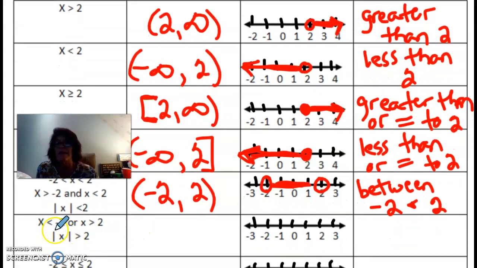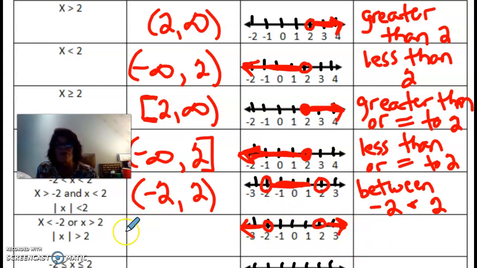All right, this next one is x is less than -2 or x is greater than 2. In this case, it's or because I can't be both at the same time. I can't be less than -2 and greater than 2. It has to be one or the other.